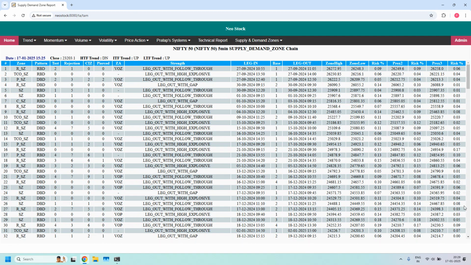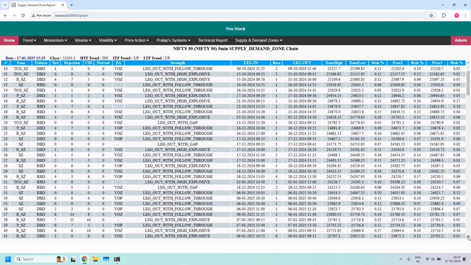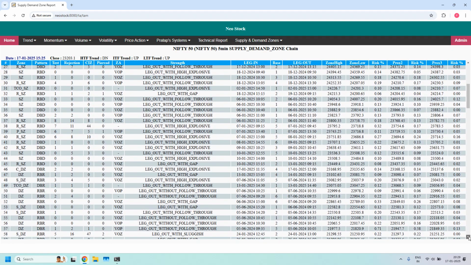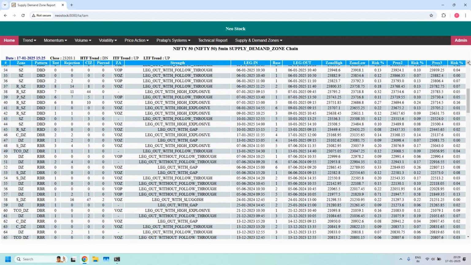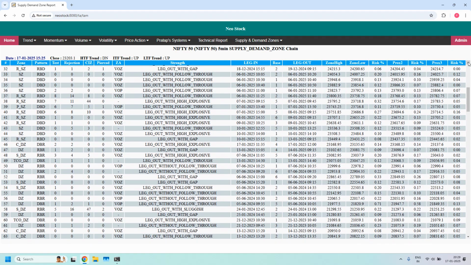All these are supply zones. So let me scroll the list down until you get more demand zones. So here you have the demand zone. Let me keep it in the center so that almost equal will be there. Okay, fine. So this is about 5-minute supply demand zone chain.